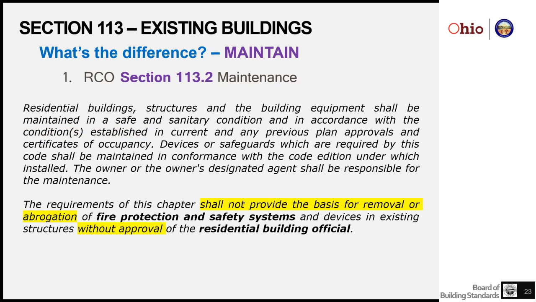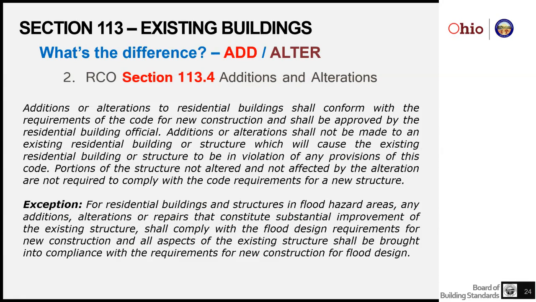The other important paragraph here, and it probably affects a minor amount of 1, 2, and 3 family dwellings, but what you will find in this section is that there is a requirement that essentially, if your house has a fire protection system, and you want to remove or abrogate that fire protection system, you must get approval from the residential building official to do so. And that's where you'll find this requirement. That would be considered a type of alteration.